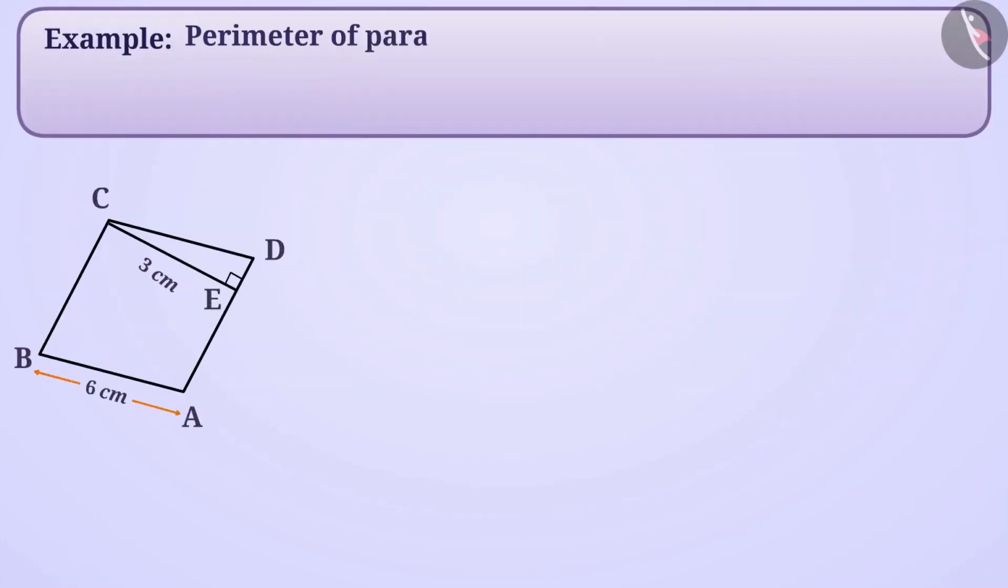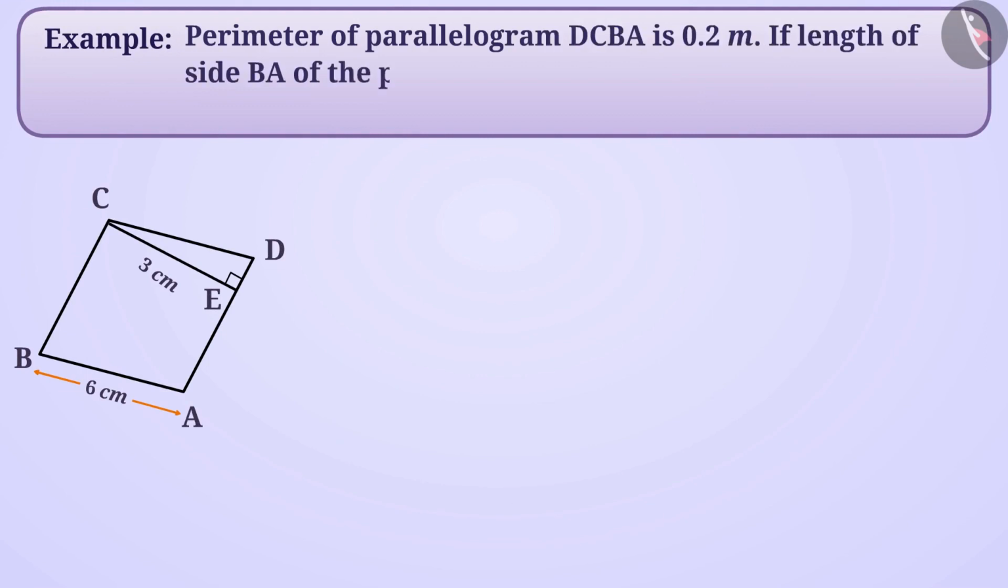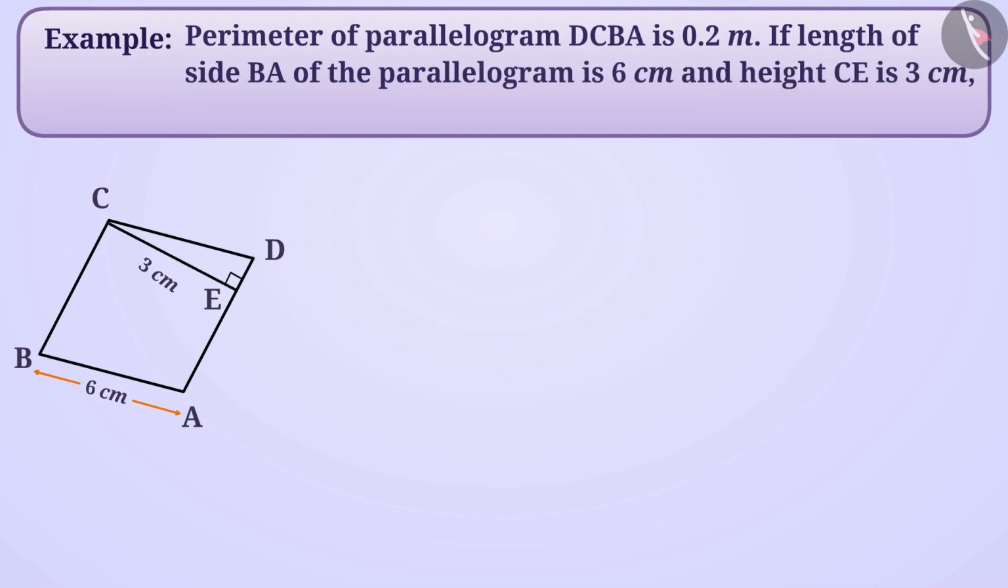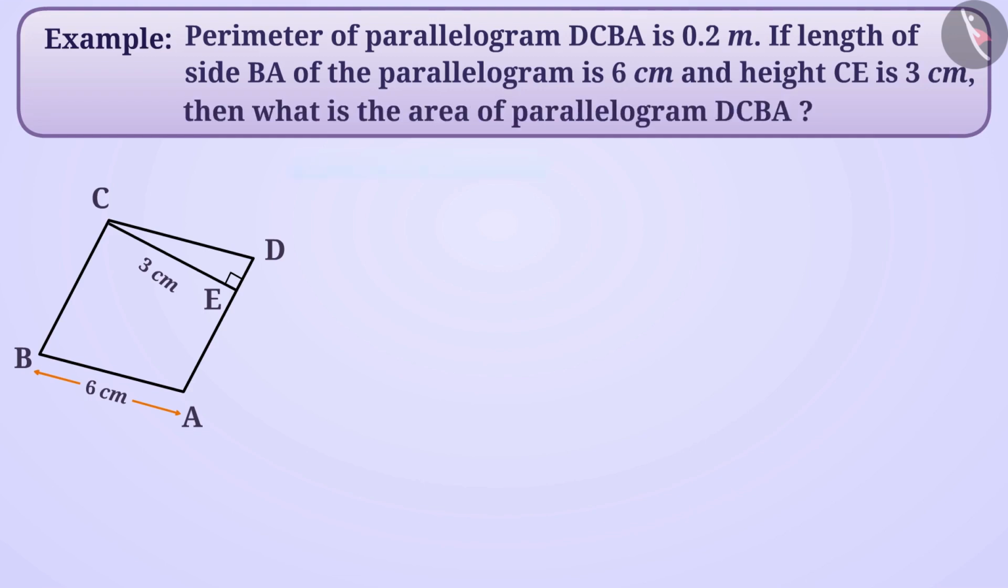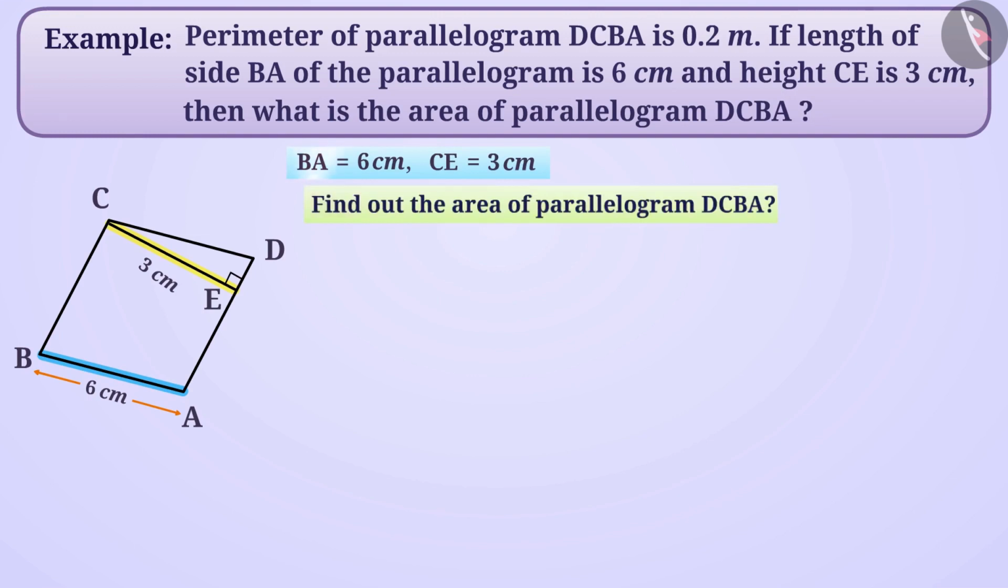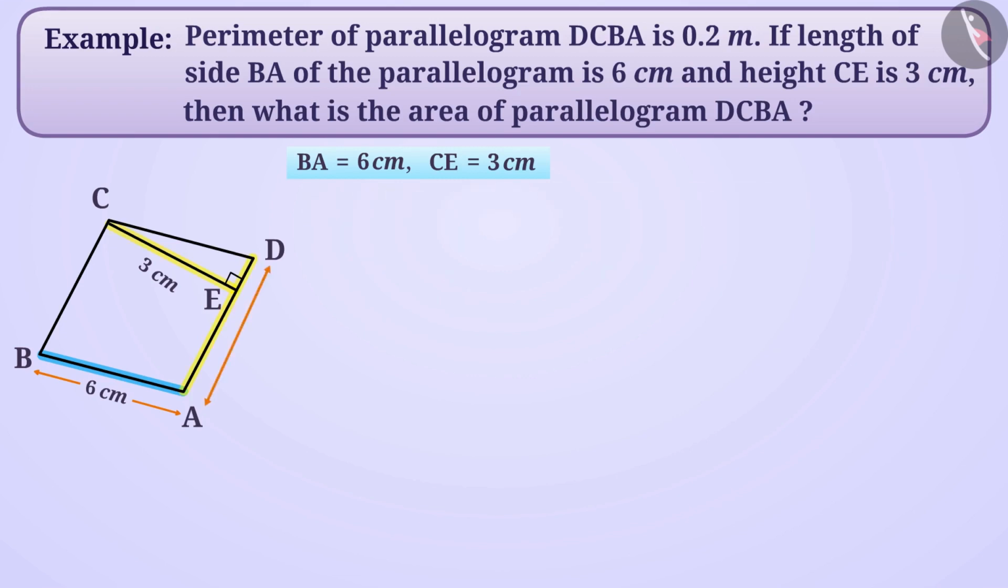Perimeter of parallelogram DCBA is 0.2 meter. If the length of side BA of the parallelogram is 6 cm and height CE is 3 cm, then what is the area of parallelogram DCBA? Length of side BA of parallelogram is 6 cm and height of CE is 3 cm. Can we find out the area of parallelogram DCBA based on the given measurements? No. To find the area, we must know the length of height CE and base AD. Therefore, we have to find the length of base AD.